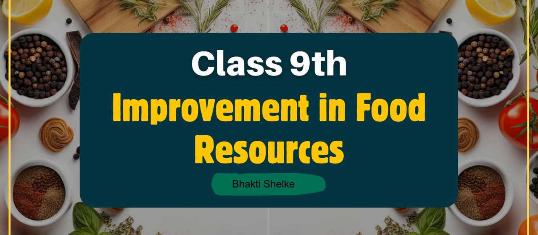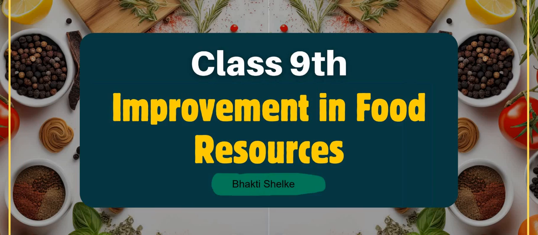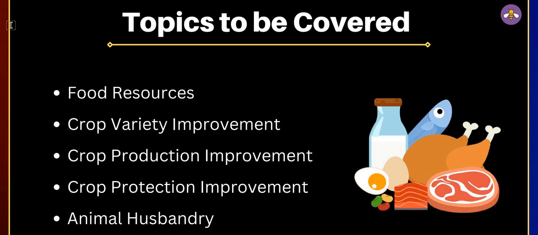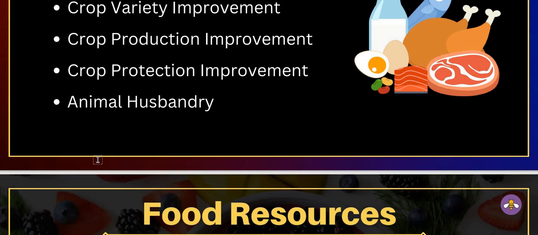Hey guys, welcome to the new episode of Biology chapter number 4, which is the last chapter of bio that we are going to learn. The name of the chapter is Improvement in Food Resources. So let's begin. What are the topics that we are going to cover? Food resources, crop variety improvement, crop production improvement, crop protection improvement, and animal husbandry.